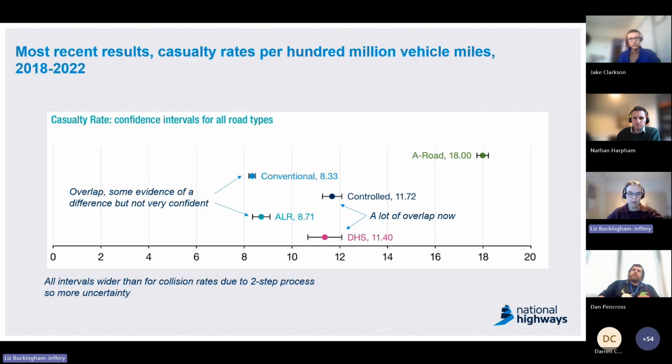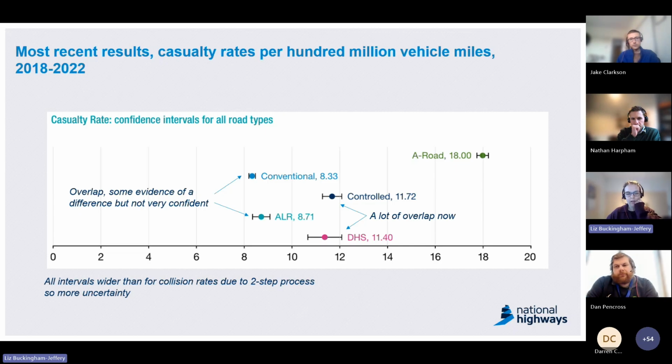So what we notice here is that all of these intervals are wider than the intervals for the collision rates because of that two-step process, so there's more uncertainty. There's the chance that you're involved in a collision and then the chance that you get injured from being involved in that collision. So there are wider intervals. I think this scale here goes to 20, and the scale on the plot before went to 14. So there's a lot of overlap between the casualty rates of the controlled motorways and the dynamic hard shoulder motorways.